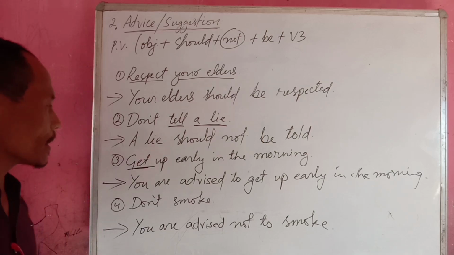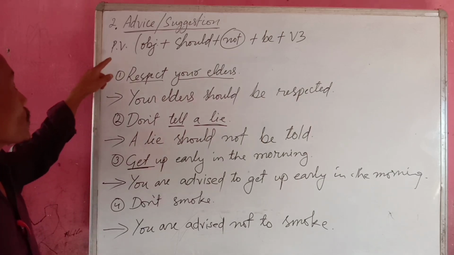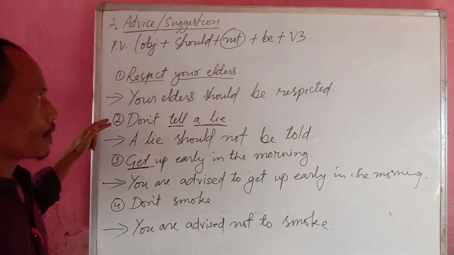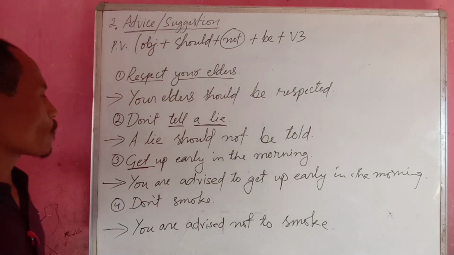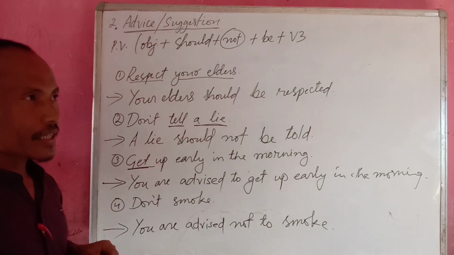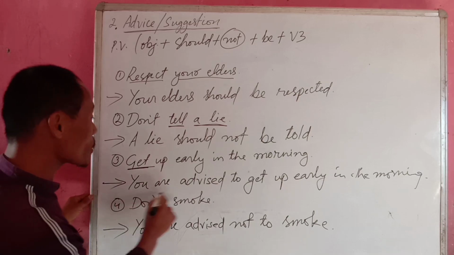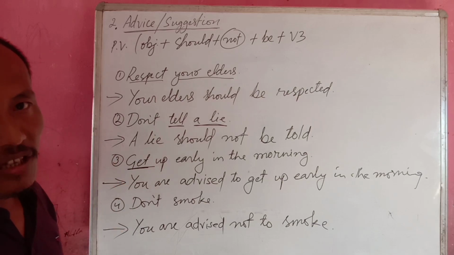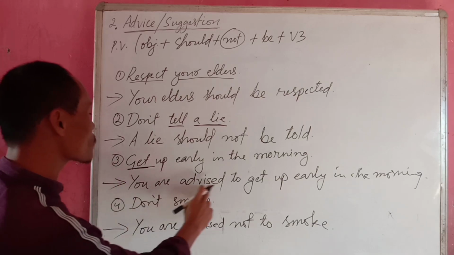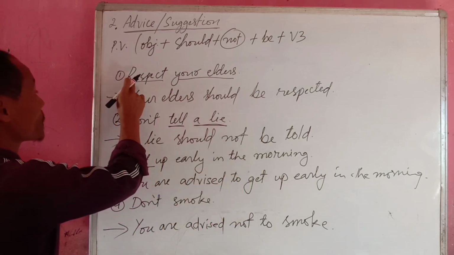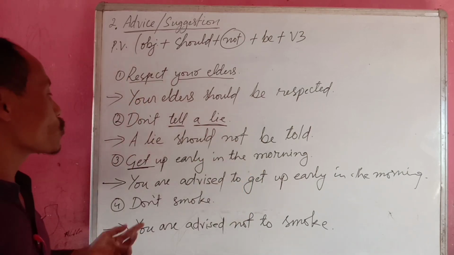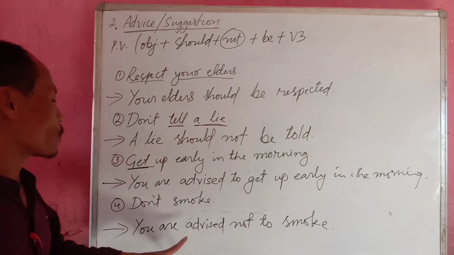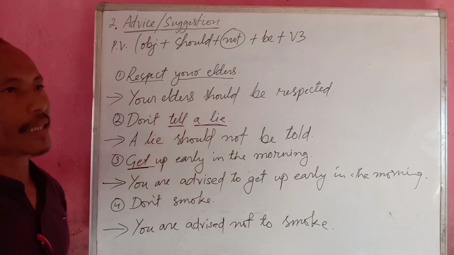Similarly, this rule number one we can apply if the verb is a transitive verb, but we cannot apply rule number 1 if it is an intransitive verb. But rule number 2 can be applied to both transitive as well as intransitive verbs. That means by using this formula, we can change sentences number 1 and 2 also. That is, you are advised to respect your elders, or you are advised not to tell a lie.